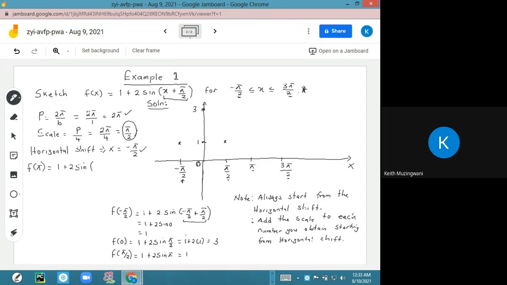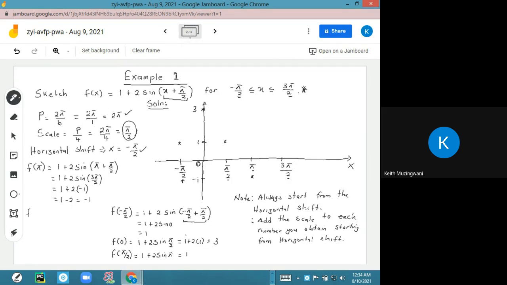Okay. So f of pi, where there is x, we take pi, then we add the pi over 2. We're just substituting. So pi plus pi over 2 will give us 3 pi over 2. But this is 270. Sine 270, we have 1 plus 2 sine 270. Sine 270 is negative 1. So we get 1 minus 2, which is equal to negative 1. So we have a point pi, comma, negative 1. So we have a point here.